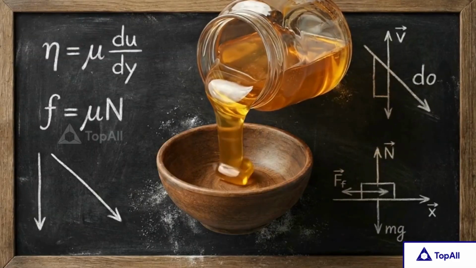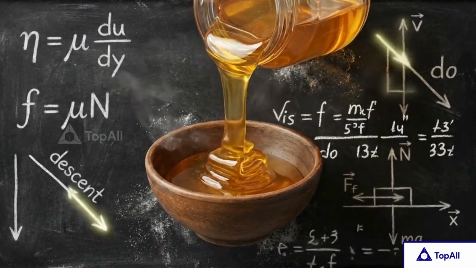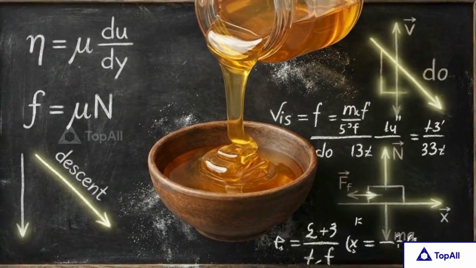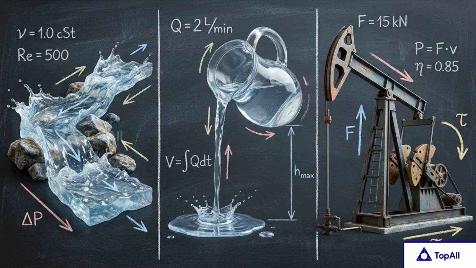Compare those highly functional numbers to the extreme coefficient of honey, and the sluggish result of our initial gravity drop makes perfect mathematical sense. Every time a fluid flows, pours, or pumps, its internal layers are rubbing together.